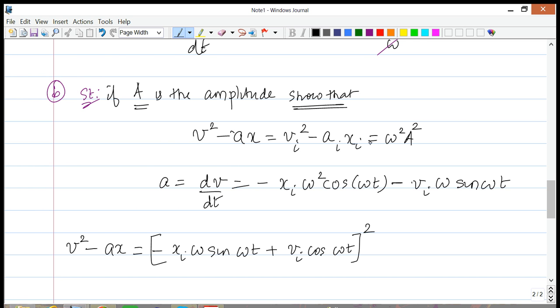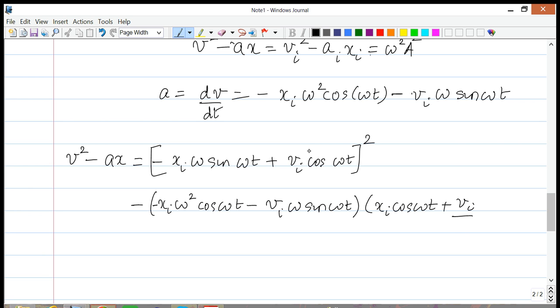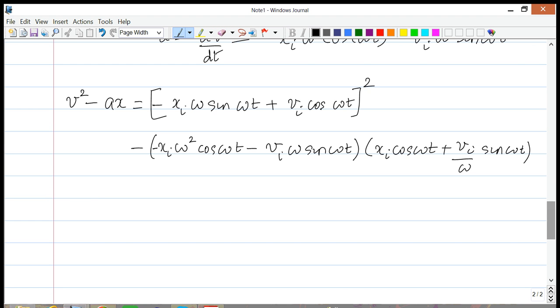the whole square, and then we will need minus a, which happens to be xi omega square cosine omega t, minus vi omega sine omega t, and multiplied by x, which is xi cosine omega t, plus vi over omega sine omega t. Great, so let's multiply all this out.